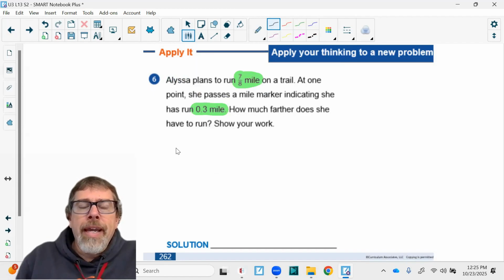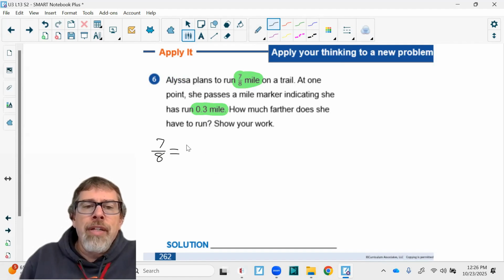Okay, so again, I can take 7 over 8. And this time, 8 won't go into 100 evenly. 8 times 12 is 96, so I'm not going to do it that way. I'm going to take 7 and divide it by 8. I need a decimal and a 0 because 8 will not go into 7. But 8 will go into 70 8 times. 8 times 8 is 64.